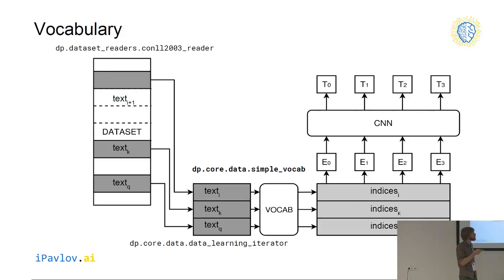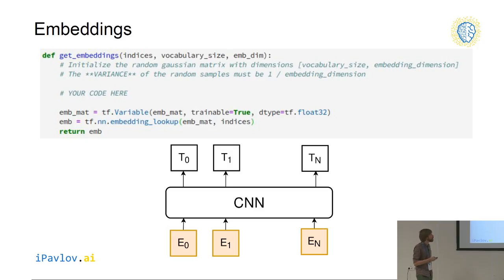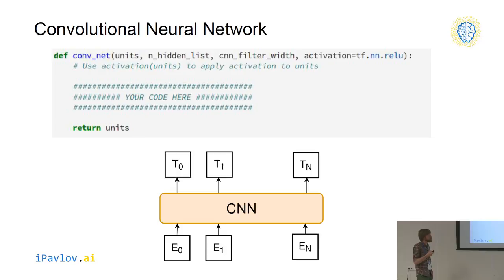What you're going to do in this tutorial is build the heart of the whole system. It's a neural network along with embeddings. You need to generate embeddings. Firstly, you need to initialize a random matrix of embeddings and put these matrices into an embedding lookup. The second thing, you need to build a convolutional neural network. Don't be scared. You will have some examples of convolutional layers. Here you need to build a multi-layer convolutional neural network.